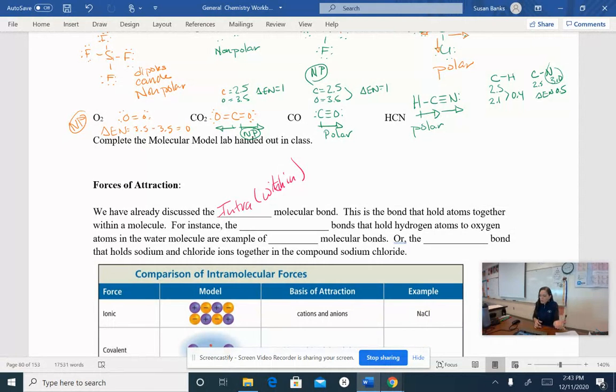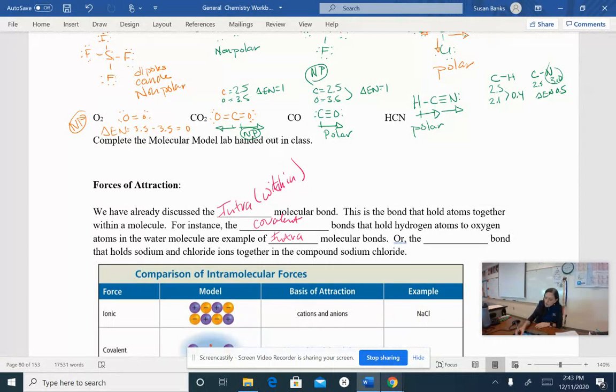So we've talked about covalent bonds, we've talked about ionic bonds. Okay? So the intramolecular bond is the bond that holds atoms together within a molecule. For instance, we talked about the covalent bonds that hold hydrogen atoms to oxygen in a water molecule. And they are an example of intramolecular bonds because they are within the molecule.